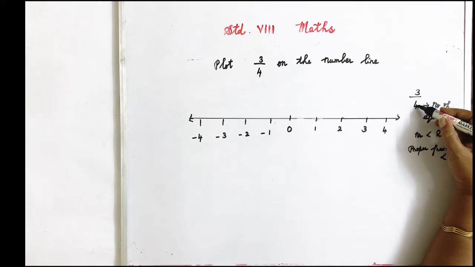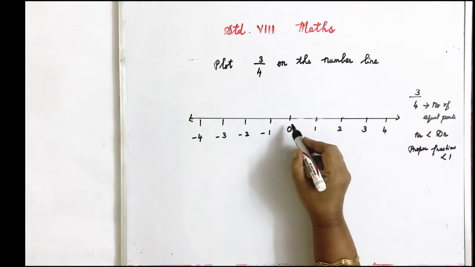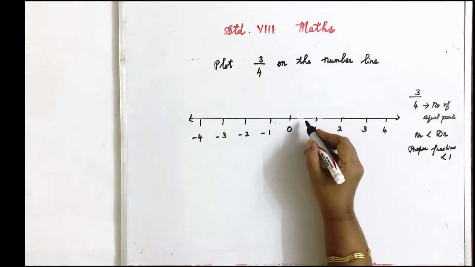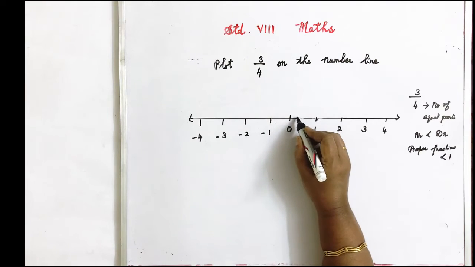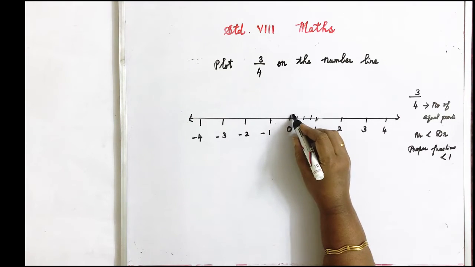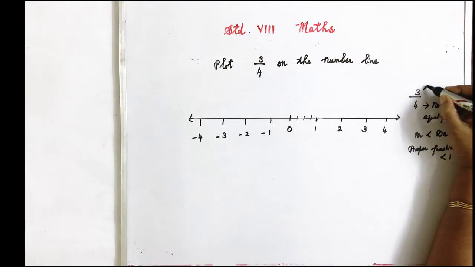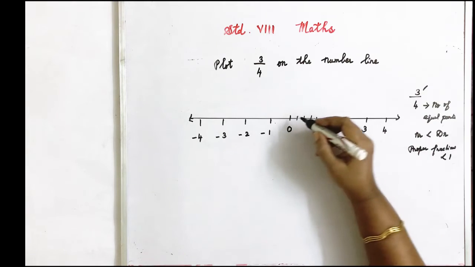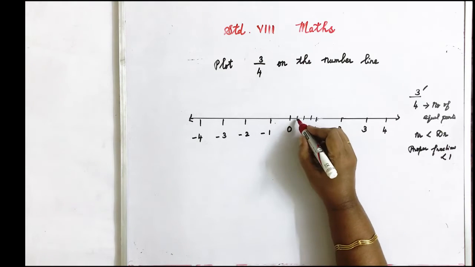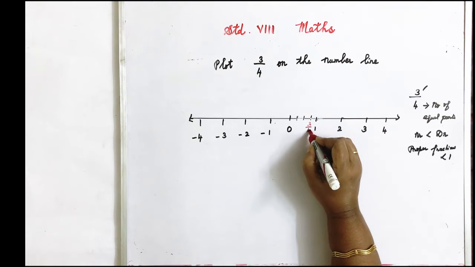So here the denominator is 4, so it is the number of equal parts. What is the meaning of the number of equal parts? The distance between 0 and 1 should be divided into 4 equal parts. So already this 1 is there, so we have to make 3 more lines. Now see, the distance between 0 and 1, we have divided into 4 parts. And this numerator tells us the number of parts, counting from 0. So now this is 1, 2, 3. So here we have to mark 3 by 4.